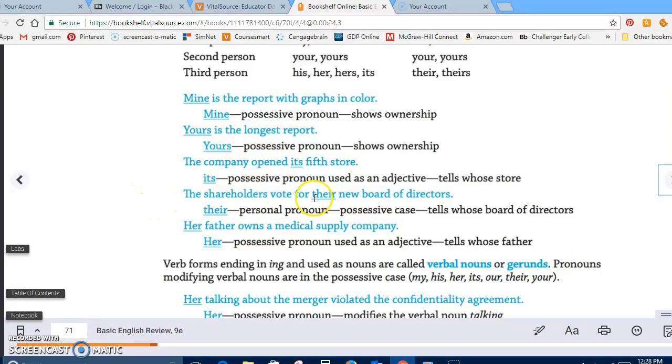The shareholders vote for their new board of directors. Their is the pronoun, and we just talked about their board of directors. It's showing ownership, so that makes it a possessive pronoun.